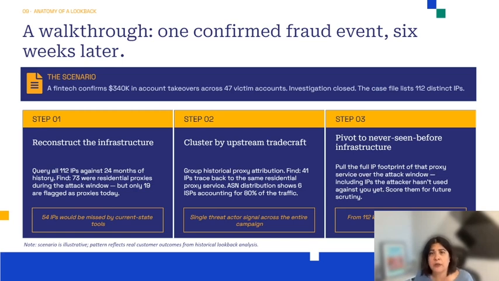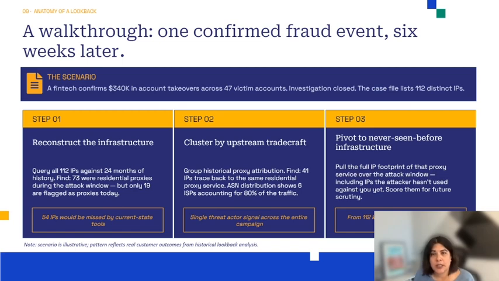Out of the 112 IPs, 73 were residential proxies during that attack window. Only 19 are flagged as proxies today, right? That means 54 IPs looked up cleanly by the time anyone checked. Current state tools would have missed more than half of the infrastructure, just completely gone, completely missed.